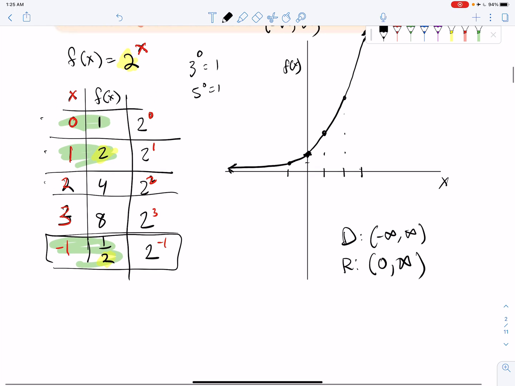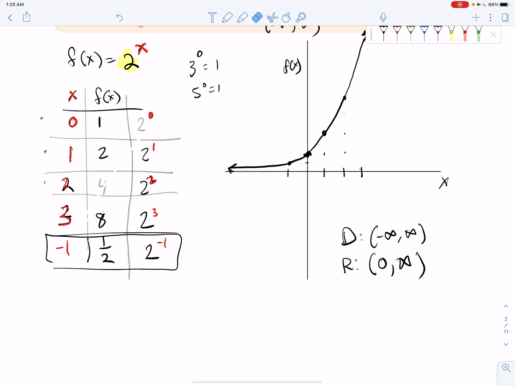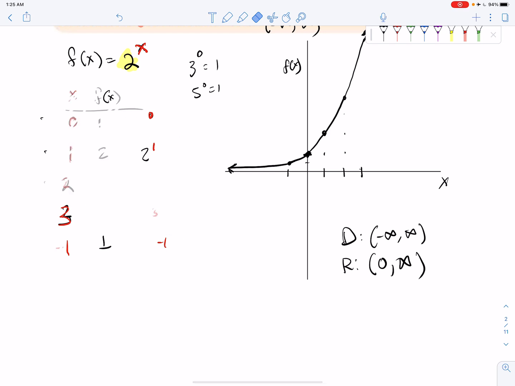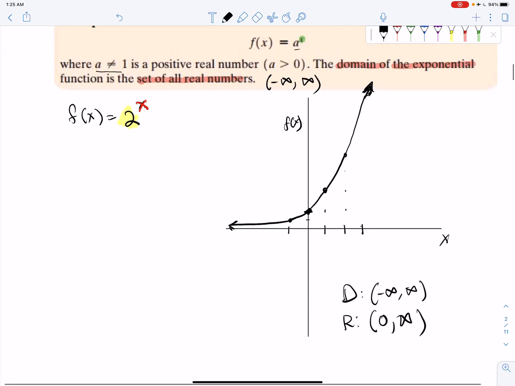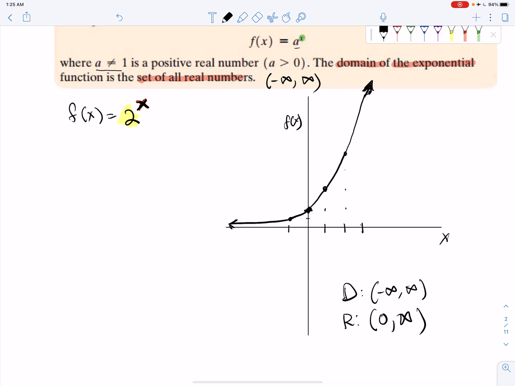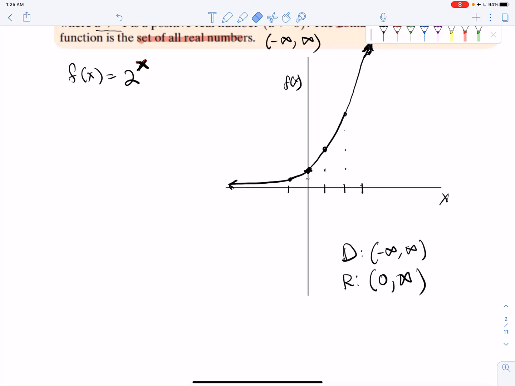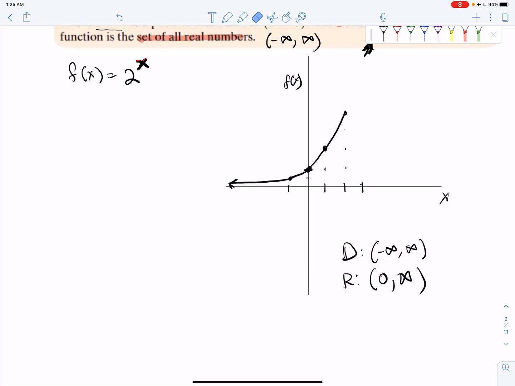I'm going to go ahead and erase these pieces right here so I can show some more stuff. Okay, let's get rid of that. I'm going to keep the graph. And so this graph is f of x equals 2 to the x. And I think I'm going to get rid of some of that stuff. Okay, so that's really the parent graph, right? The basic parent graph.